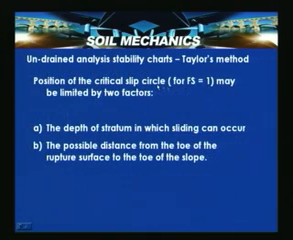The position of the critical slip circle, for factor of safety equal to 1, may be limited by 2 factors. The depth of the stratum in which the sliding can occur, and the possible distance from the toe of the rupture surface to the toe of the slope.